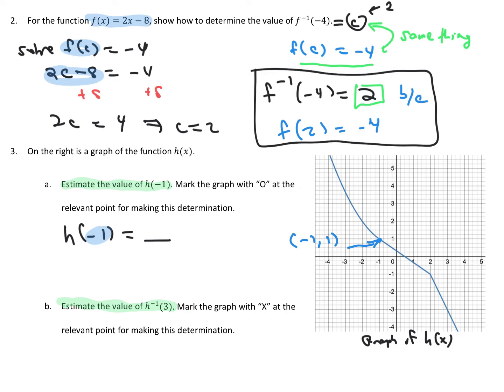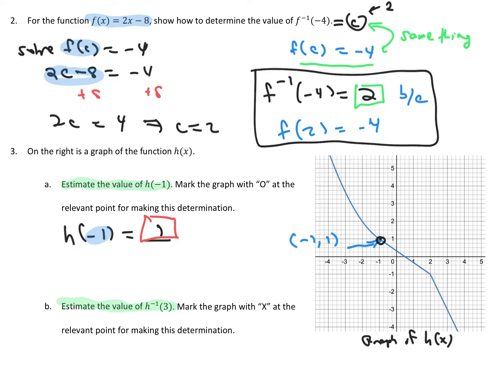So put a circle there, like it says in the instructions. The point negative 1, 1 is the point on the graph that's relevant. What that means is that when the input is negative 1, the output is 1. So this is the answer to the question. That's the value of h of negative 1. H of negative 1 is 1.